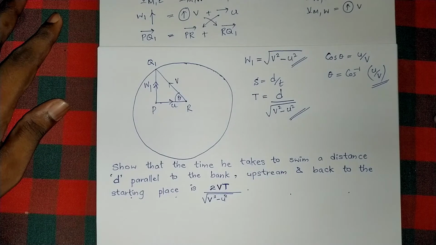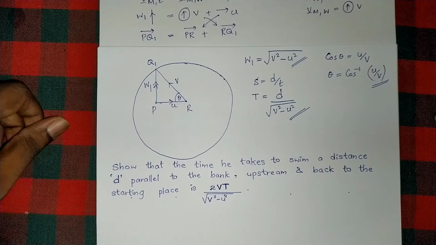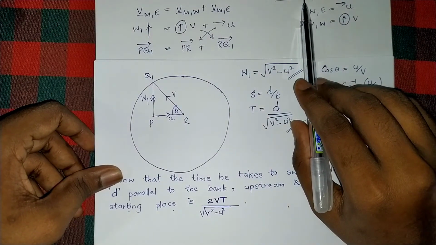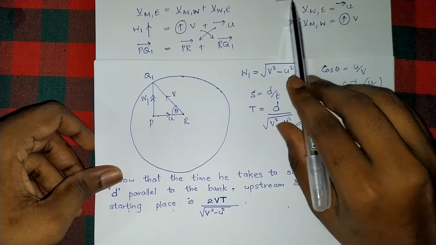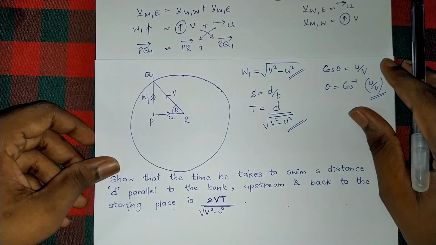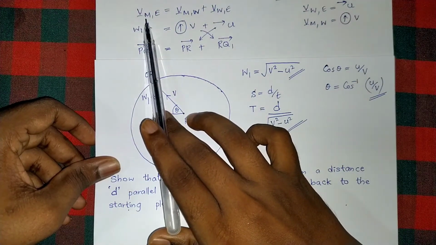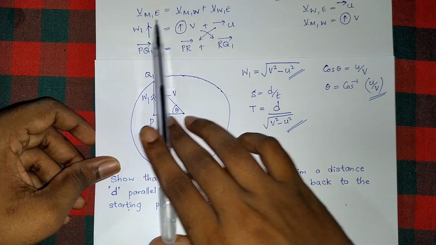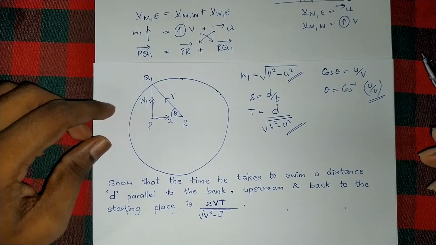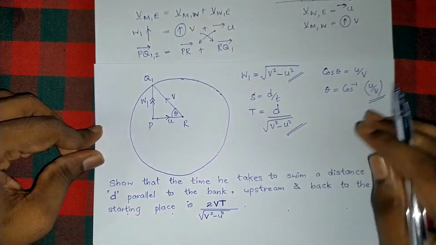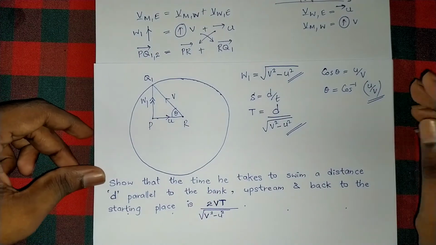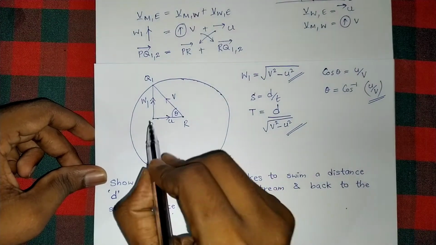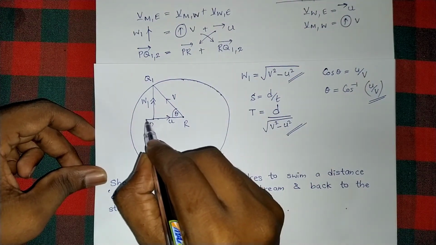Now the swimmer is swimming a distance D parallel to the bank. So from our sketch, the swimmer starting from this location is now going to swim D distance parallel to the bank upstream. So his motion relative to earth becomes horizontal to the left-hand side. So PQ becomes PQ2, that is the second case. So this is RQ2. So the resultant is PQ2.